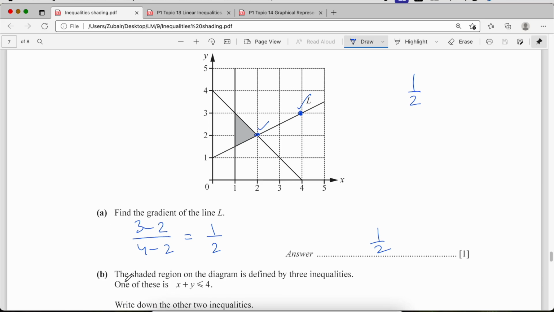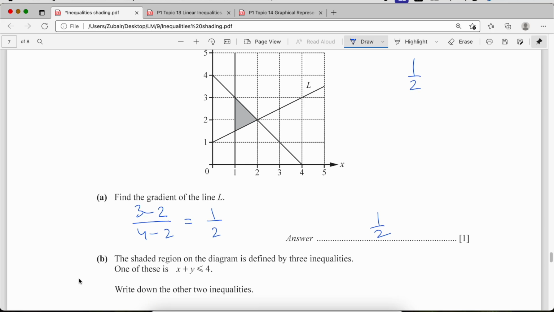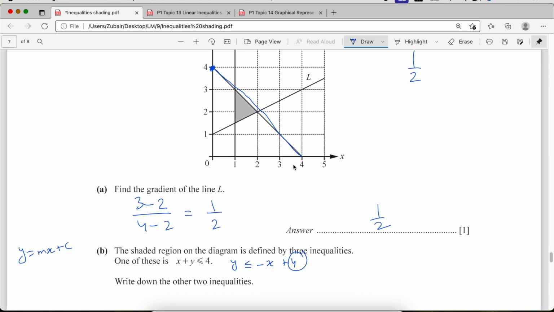B part says the shaded region on the diagram is defined by 3 inequalities. We can pretty much see the shape is having 3 boundaries. One of which is already given, that is x plus y is equal to 4. Again, for our understanding, because we've been practicing y equals mx plus c a lot, rearranging it is y is less than or equal to minus x plus 4. Now you can see the y-intercept is 4 and there's only one line which is intersecting at 4. And the gradient is also negative, which confirms that this is the line. So x plus y is less than or equal to 4 is already given.